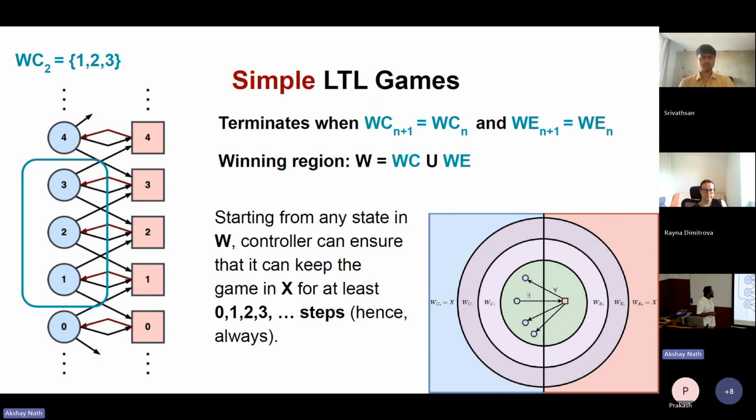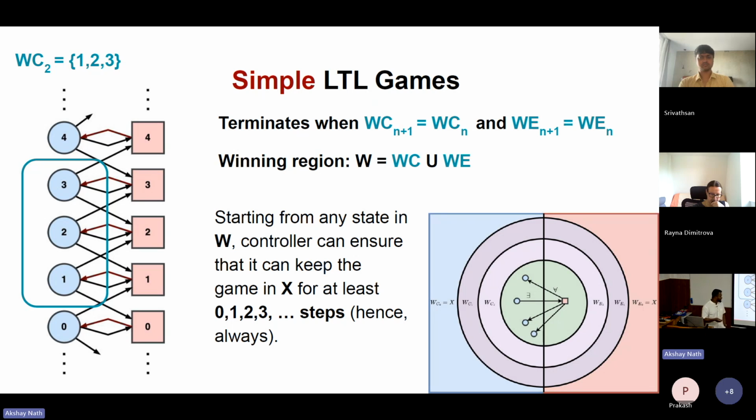So this would become the winning region, W, right? I should have shown it here. The winning region is this: 1, 2, 3, and 1, 2, 3. The key point to note is that starting from any state in W, the controller can ensure that it can keep the game in X for at least 0, 1, 2, 3 steps, and hence always. So this is the winning region that we just computed.